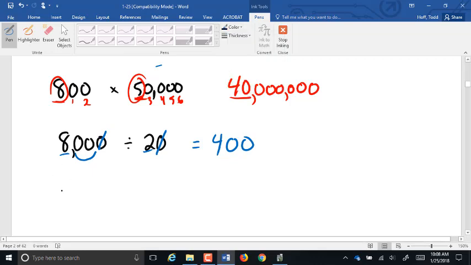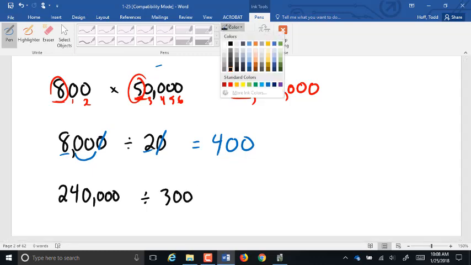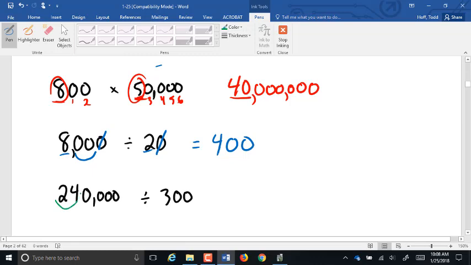Even if there is more than one digit here, we might have 240,000 divided by 300. What's 24 divided by 3? 8. We have 2 zeros here. We cancel out 2 zeros there. We're left with 2 zeros.